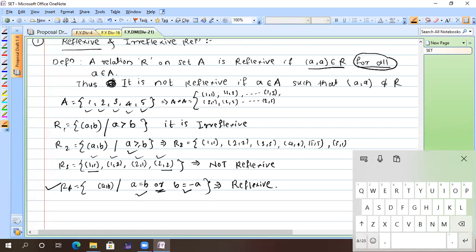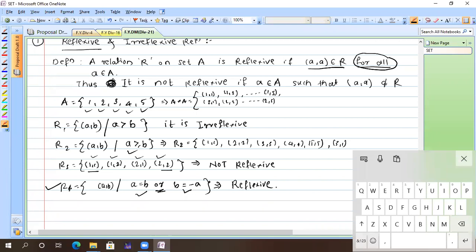These are the elements in a set. These are the elements in A cross A, the Cartesian product of A with itself, and R is a subset of A cross A. So whatever element is in the set should satisfy the condition on the relation with itself. If every element satisfies the condition on itself, then it is reflexive. Am I clear? Any other doubts?